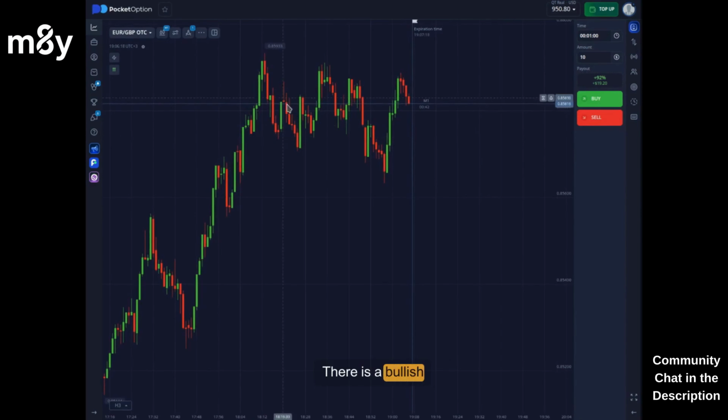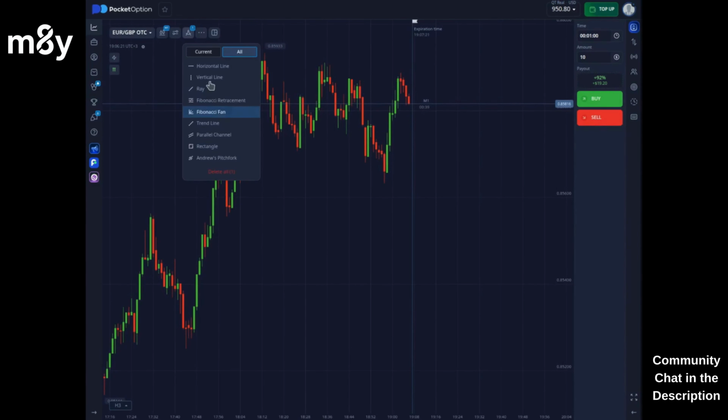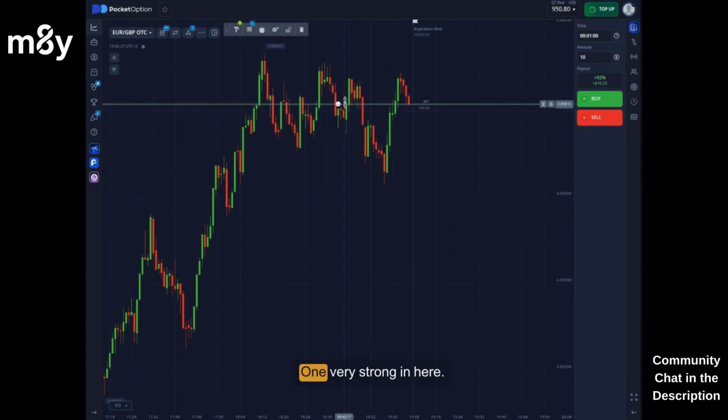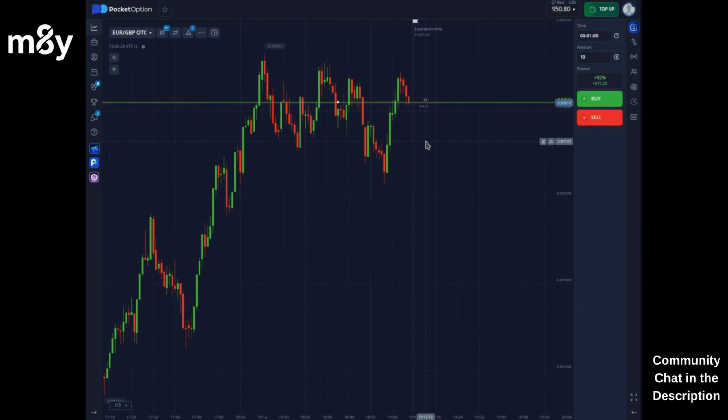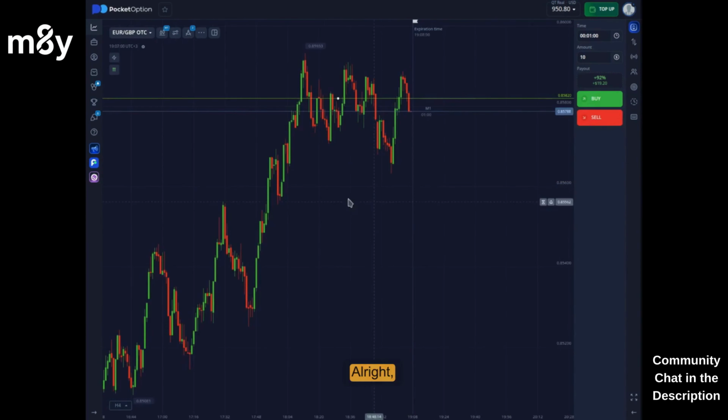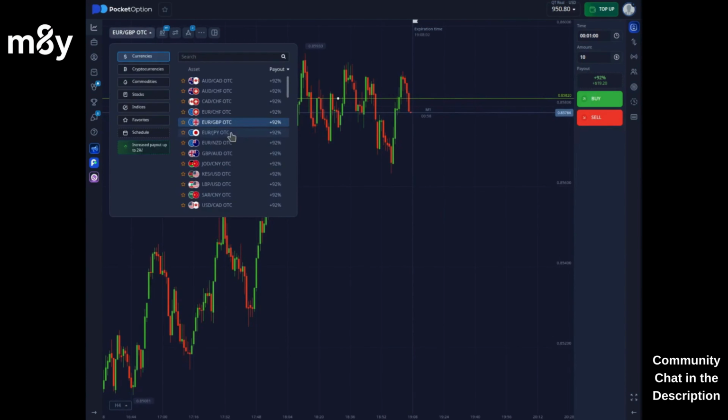Okay, there is a bullish move. We are in a ranging price at the moment. We have a few doji in here, and one very strong candle in here. If the candle closes in here, closing the zone, I can open a buy trade. But if it doesn't, I will skip the trade. Alright, I will skip the trade.